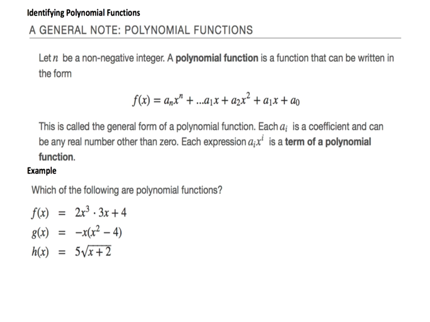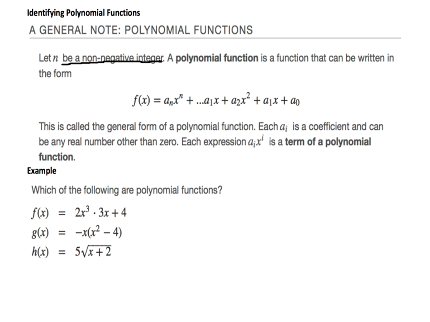Okay, so a general note about polynomial functions. Now we're expanding this idea. We're going to touch on what a polynomial function is here, but then on the next test and in the next section that we study, we will break down polynomial functions in a lot greater detail. Okay, so let n be a non-negative integer. So once again, we're limiting ourselves to that degree being a positive integer.